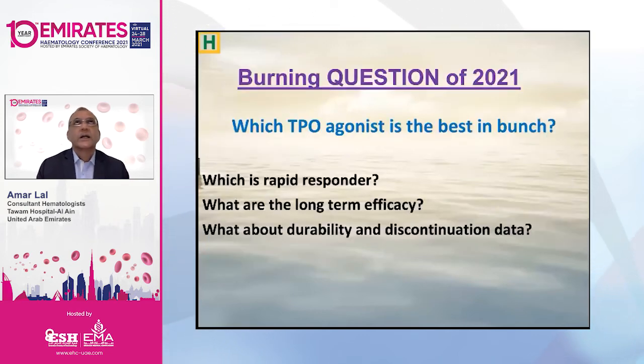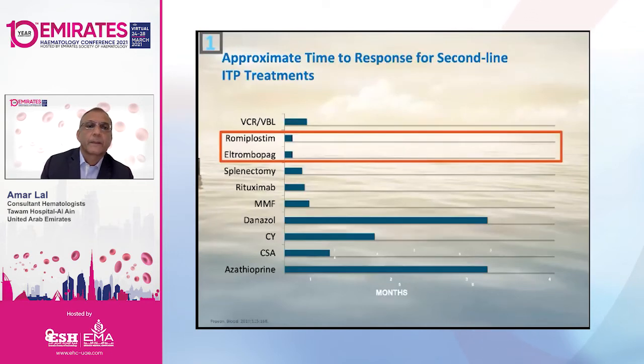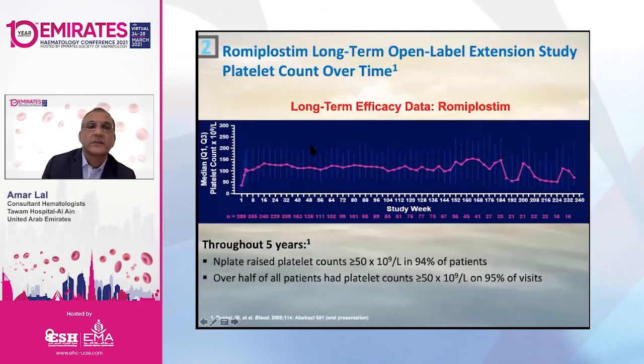Now, the burning question of 2021. We have talked about the TPO agonists, very good. But now we have 2 to 3 options. Which is the best in punch? We have to see who is the rapid responder, who has data of long-term efficacy, who has data about durability, and who has data on discontinuation of therapy. So who is the rapid responder? You can see, compared to azathioprine, danazol, rituximab, or splenectomy, the best are the TPO agonists, the best responders with rapid response. Of these, romiplostim is the best one.